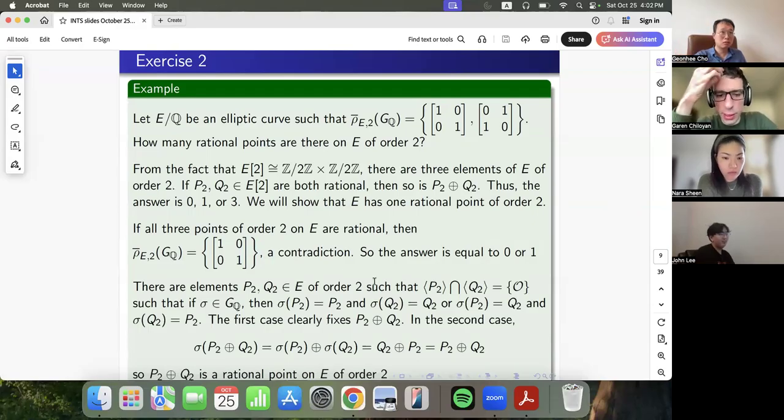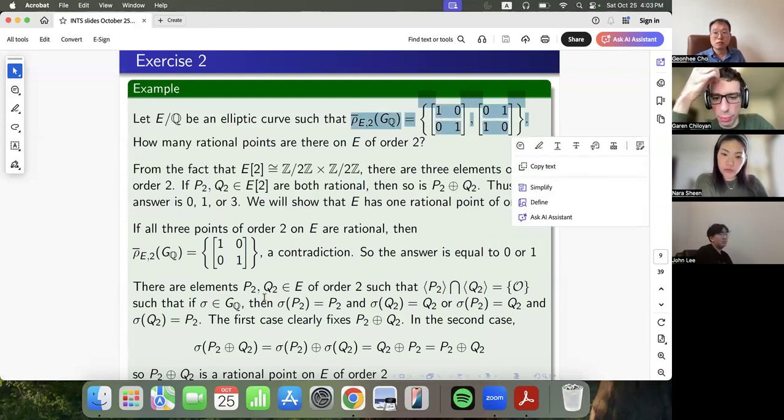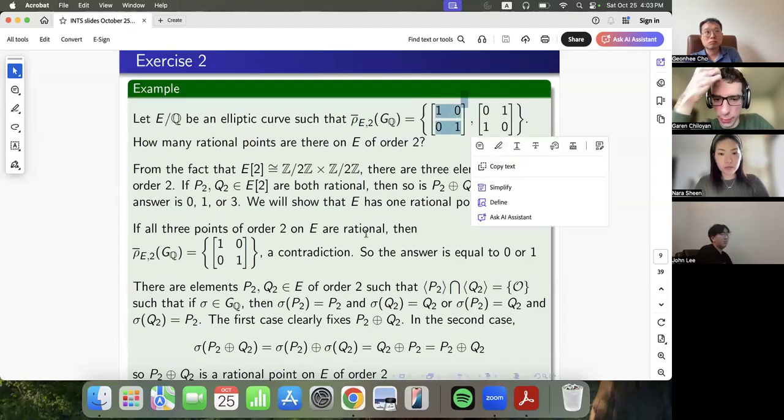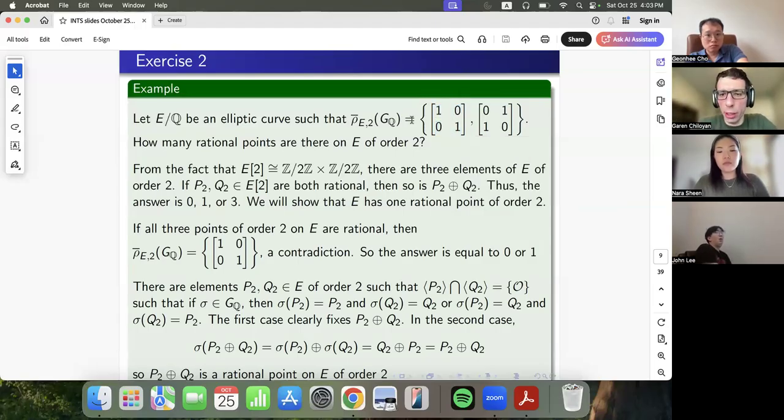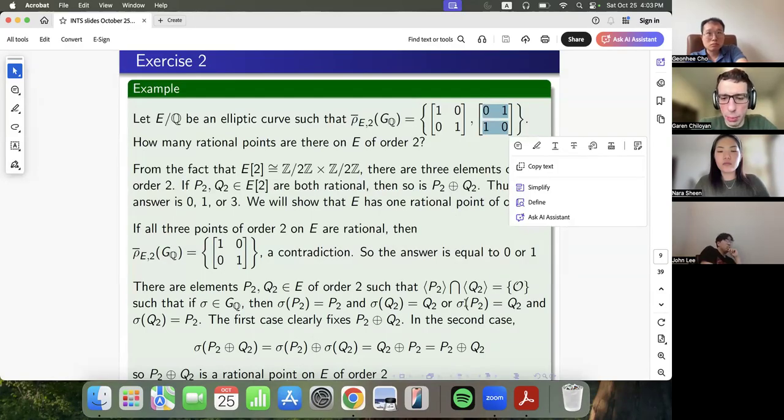Okay, so let's give ourselves points P2 and Q2 on E of order 2, and they intersect trivially, fine. But they have to behave like this group up here. So P2 and Q2 are in such a way where if you have a Galois automorphism, either the Galois automorphism acts like the identity, so it fixes both P and Q, or the Galois automorphism acts like the other matrix. So instead of mapping P2 to P2, it maps P2 to Q2.